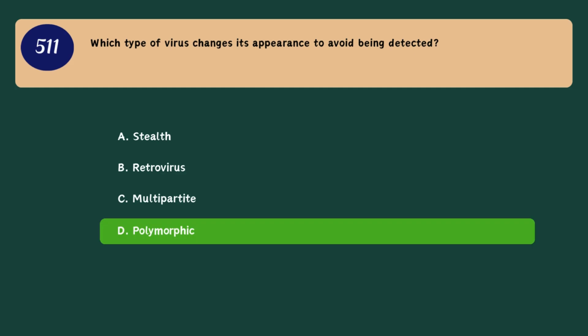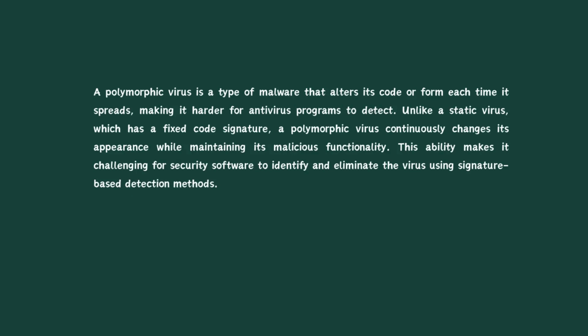Correct answer: D. Polymorphic. A polymorphic virus is a type of malware that alters its code or form each time it spreads, making it harder for antivirus programs to detect. Unlike a static virus, which has a fixed code signature, a polymorphic virus continuously changes its appearance while maintaining its malicious functionality. This ability makes it challenging for security software to identify and eliminate the virus using signature-based detection methods.